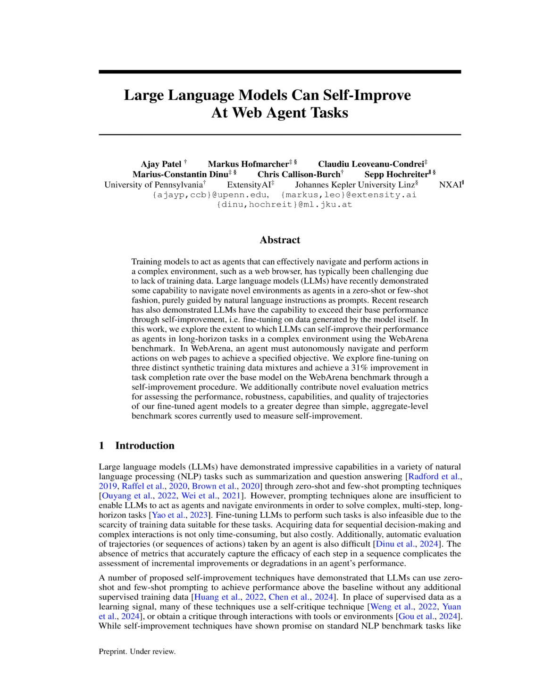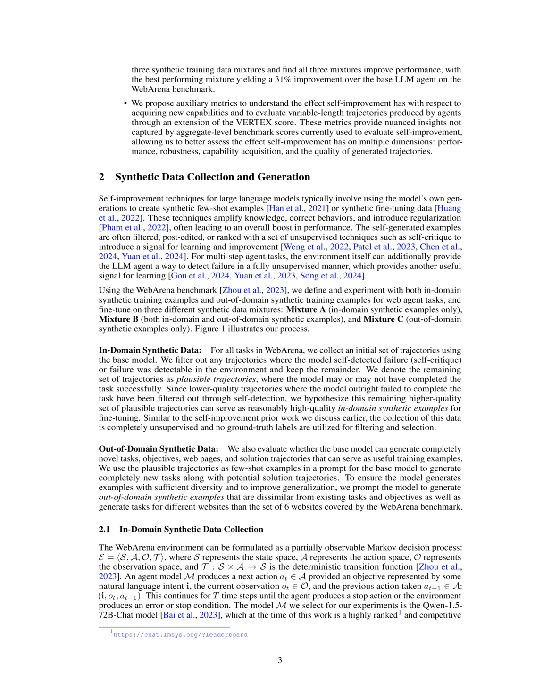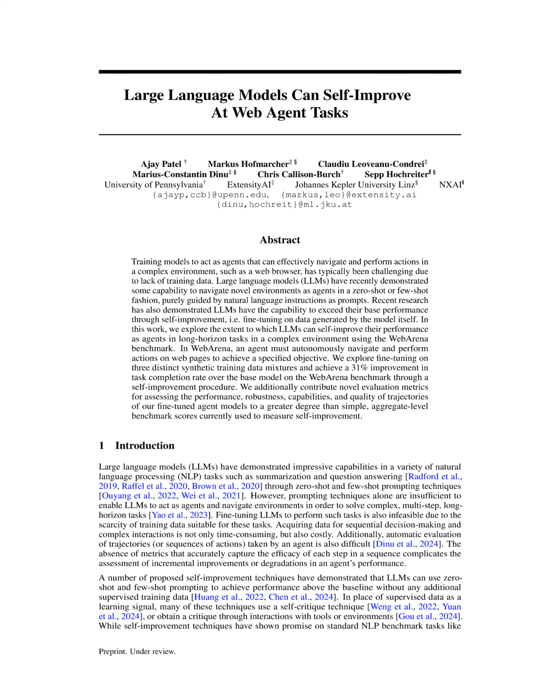The proposed self-improvement technique for large language models, LLMs, works by first collecting in-domain synthetic training examples and out-of-domain synthetic training examples for web agent tasks. These examples are generated by the base LLM model itself. The in-domain synthetic examples are collected by filtering out low-quality trajectories where the model self-detected failure or where failure was detectable in the environment, resulting in a set of plausible trajectories.